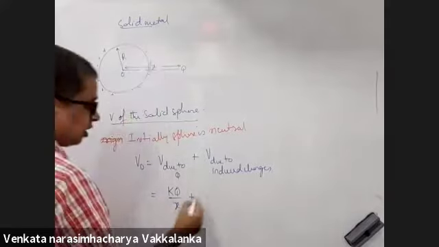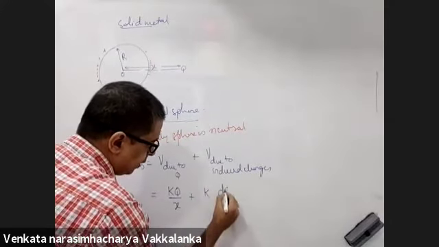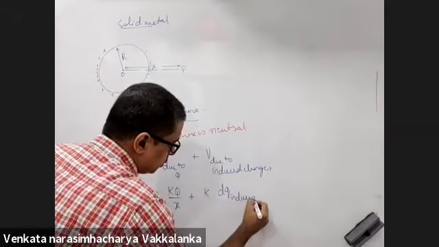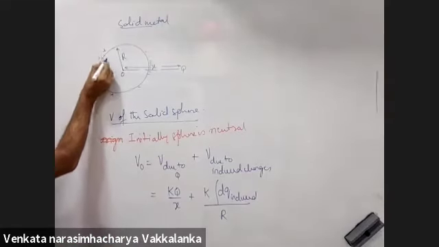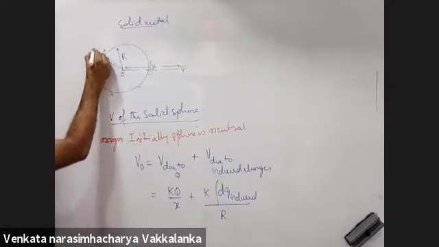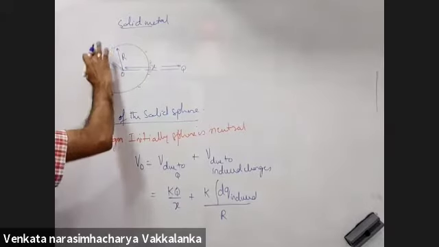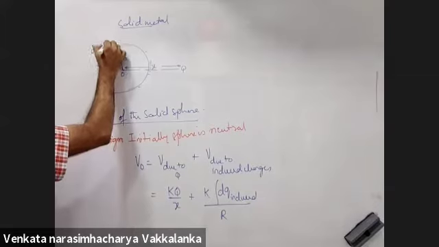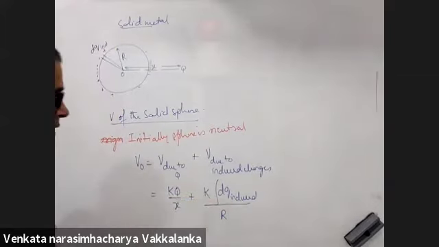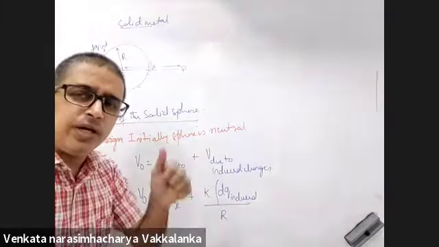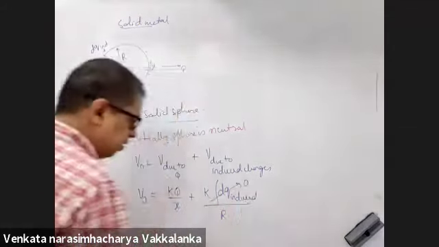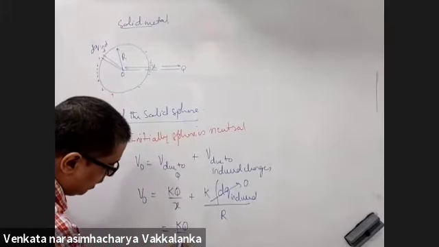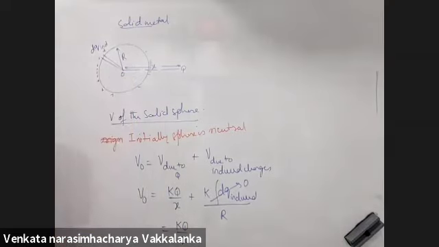Because of the induced charges, K dq induced divided by capital R. We'll consider a small quantity of induced charges. This will be dq induced, and it should give the potential at O. Integral of dq induced is how much? Zero. So KQ by X will be the potential of the sphere.